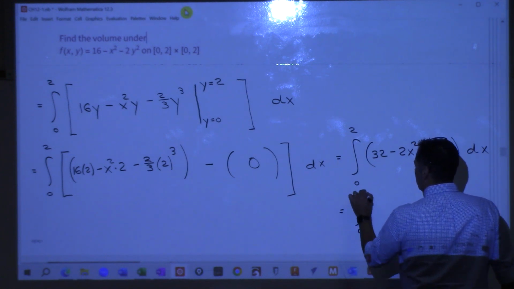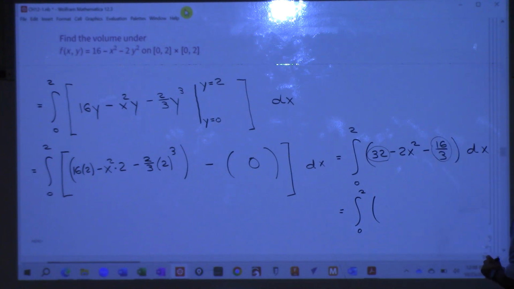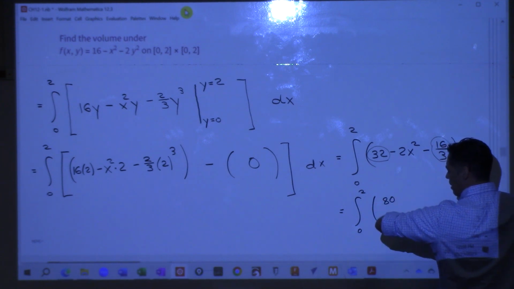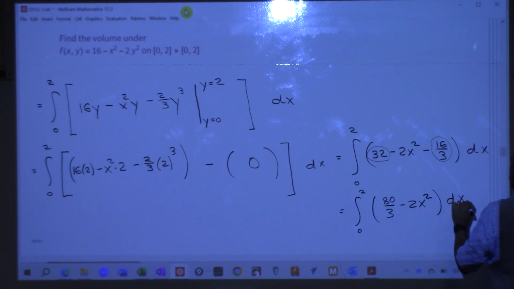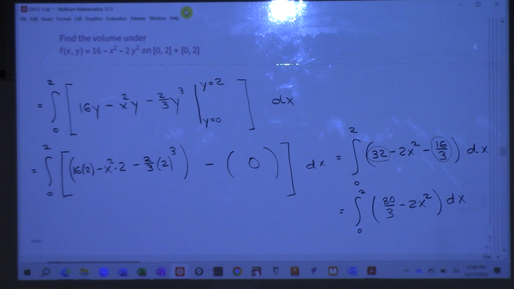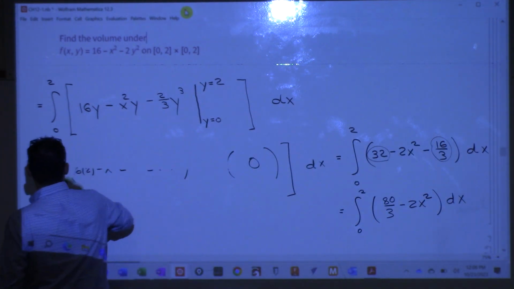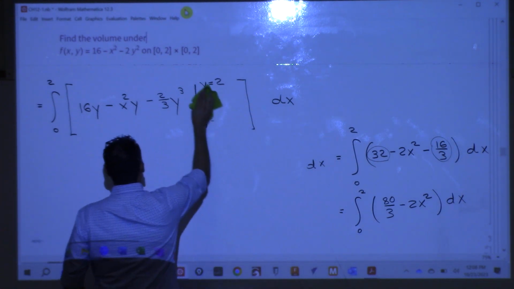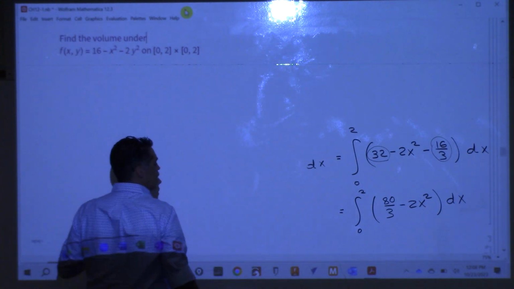Do y'all see there's 2 constants in there I could put together? That and that. So what is that? 96, 80/3, I think? Someone can check. 80/3 minus 2x squared dx. And now do your antiderivative. What is up with my voice today? Okay, antiderivative now.